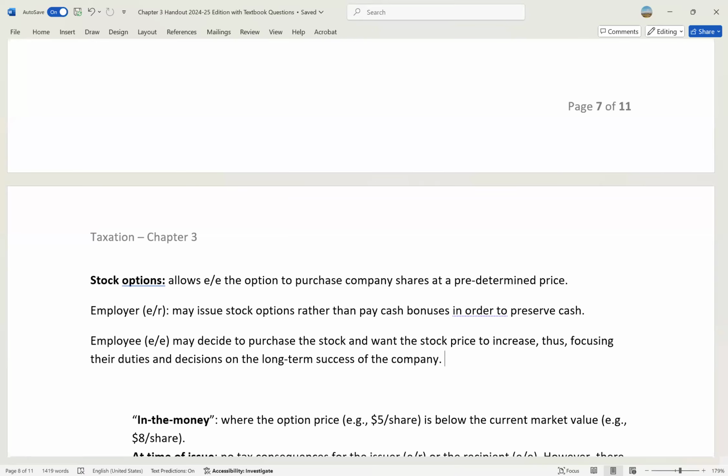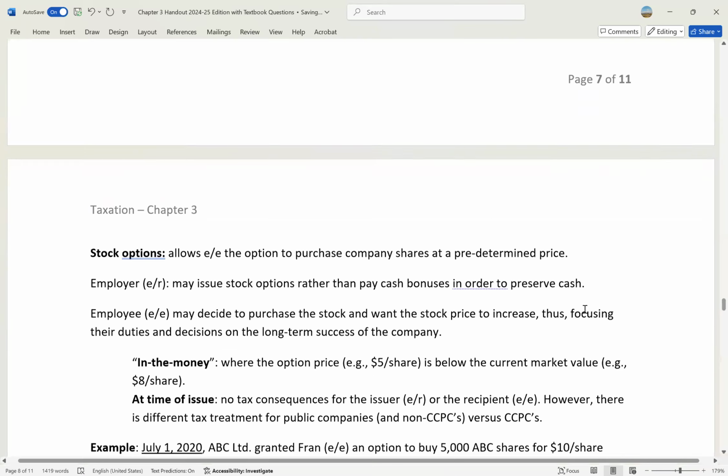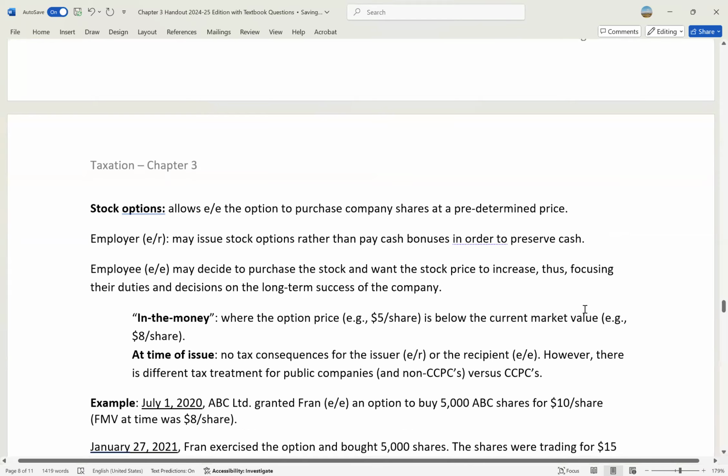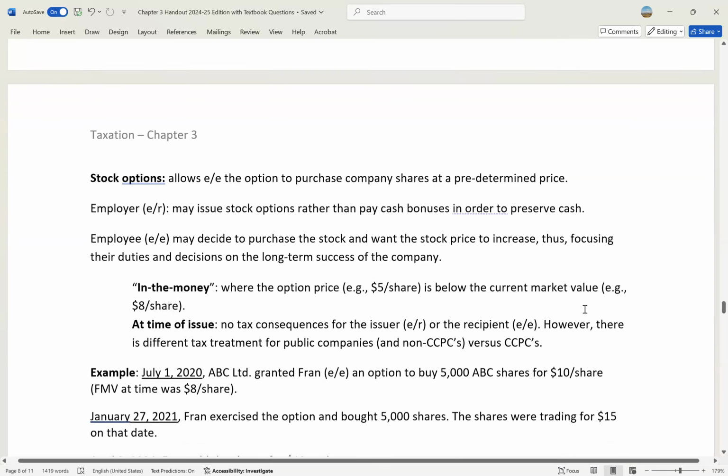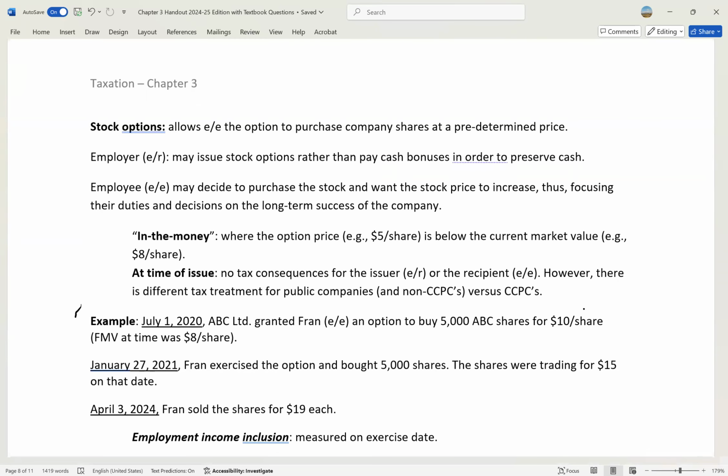What I want to do is walk through a simple example about stock options, and then after the break, we'll go through a question from the textbook. So let's look at this example here.